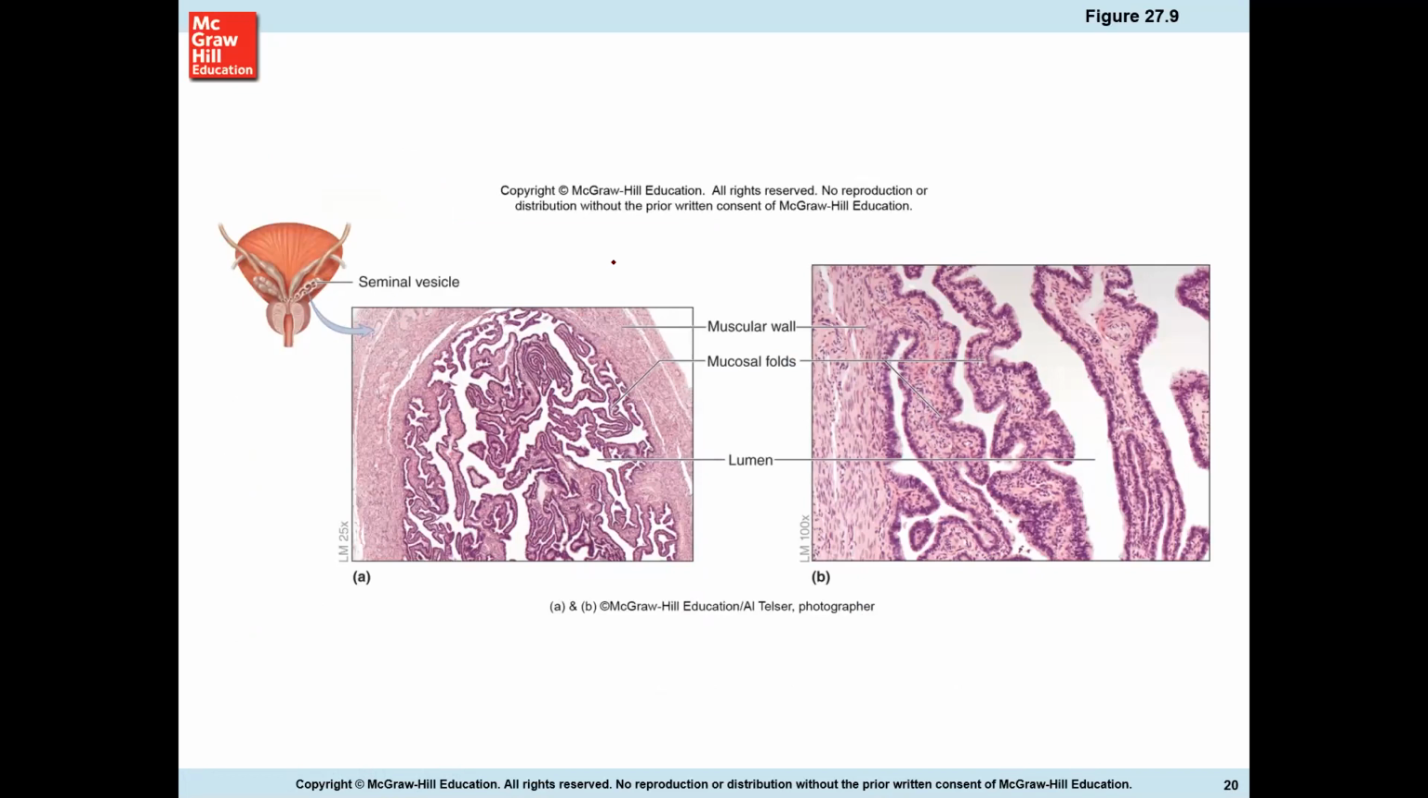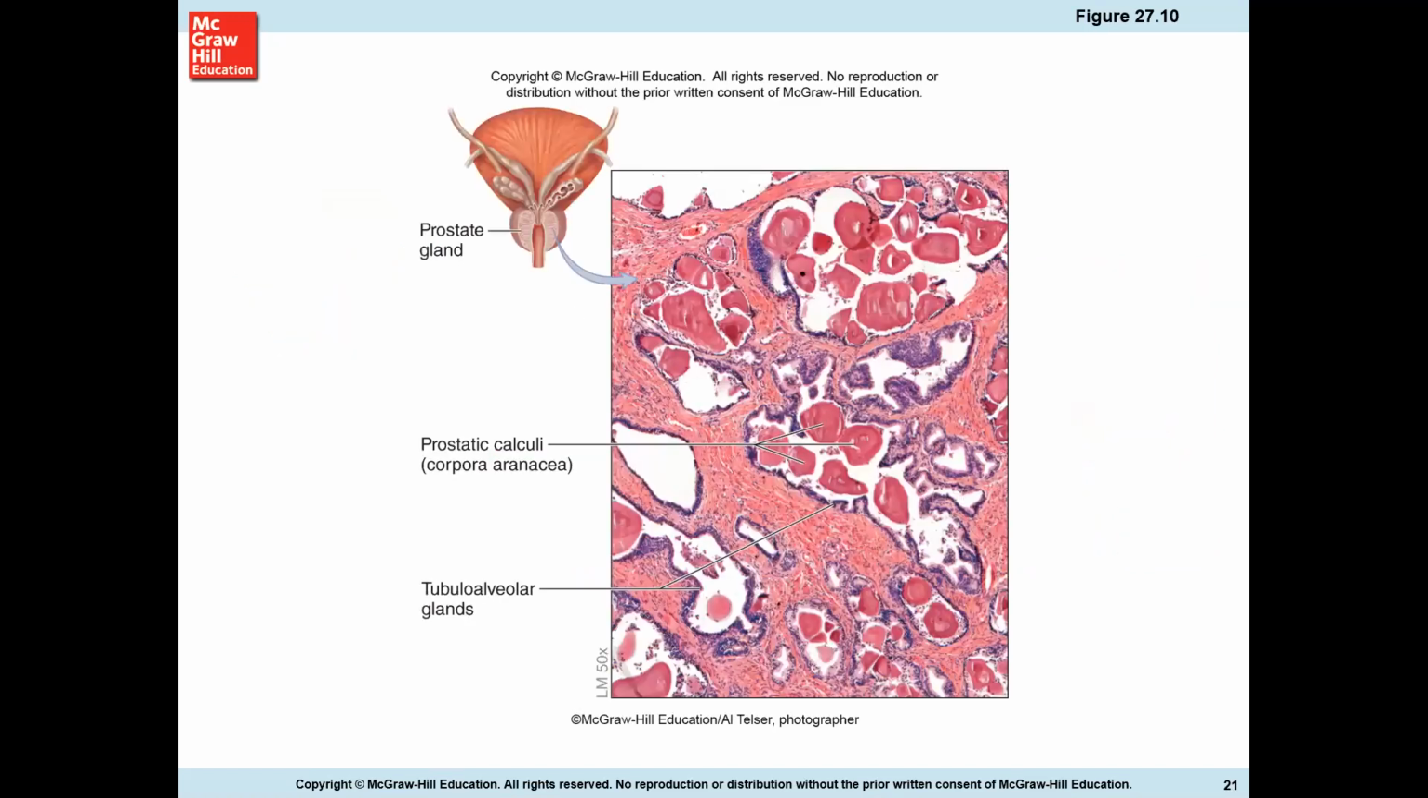This is the seminal vesicle, and this is the gland. Don't get this confused with the seminiferous tubules. Seminiferous tubules are in the testes, right? Those are the areas where sperm is made through spermatogenesis. So this is the seminal vesicle. This is the gland that produces most of the semen, and this is where the fructose and prostaglandins are released into the semen.